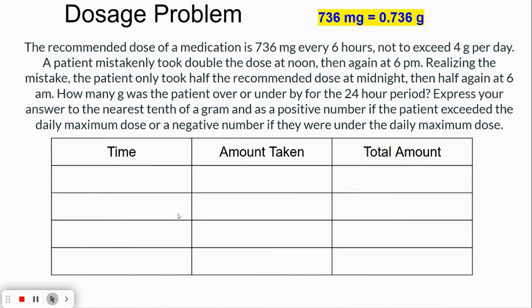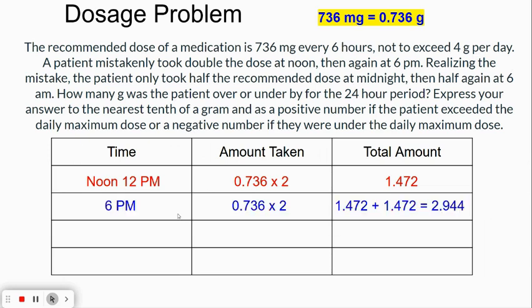So I'm going to look at the time the dosage was taken, the amount they took, and then total how much they have taken altogether. So if we look first at noon, which was when the patient took the first dose, they did double the dose. So the recommended dose, remember, was 0.736 grams, and they took twice that. So if you use your calculator, you'll get 1.472 grams.